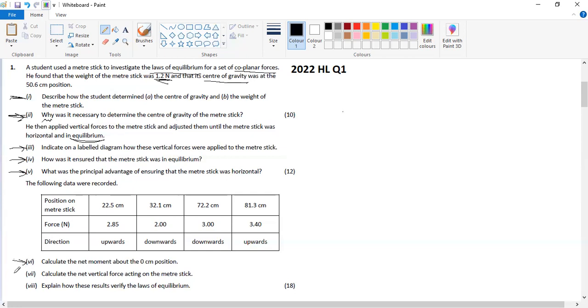Part 7, calculate the net vertical force acting on the meter stick. So you're thinking forces up versus forces down. And lastly, explain how these results verify the laws of equilibrium. And you could probably talk about that for a really long time, but basically what they're looking for is for you to say, these are the laws of equilibrium, and how does my calculation compare to that? So it doesn't need to be massive, okay?